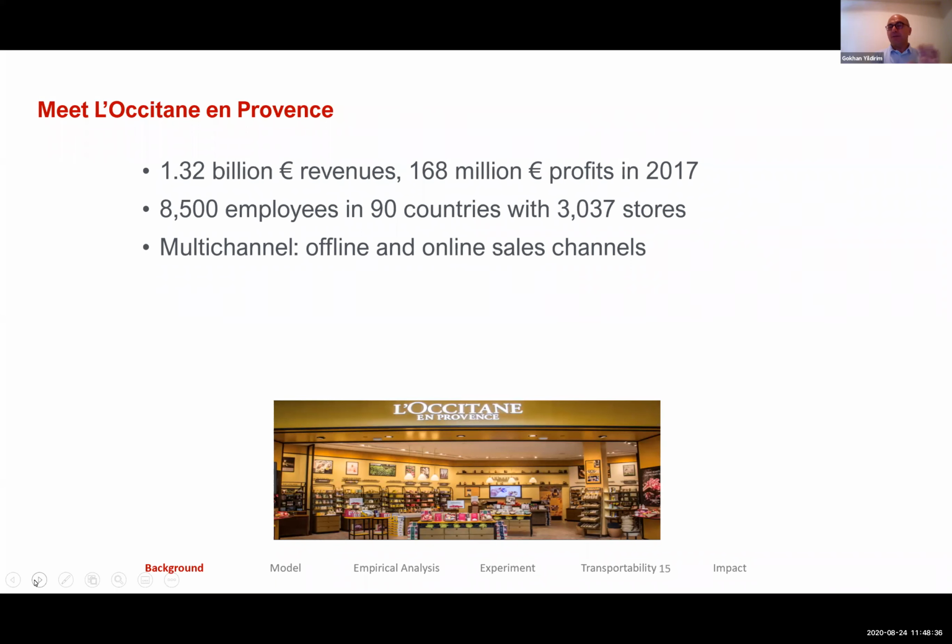Okay, a bit of background on the company. In 2017, L'Occitane had 1.32 billion euros of revenues and about 170 million euros of profits. It operates in 90 countries with more than 3,000 stores and 8,000 employees. So it's really a big company. The company adopts a mix of online and offline marketing strategies and sales channels.